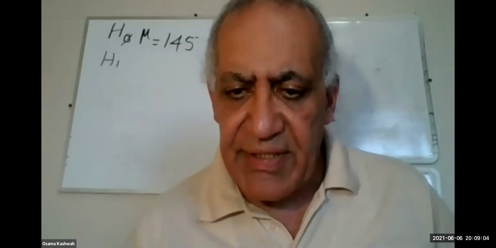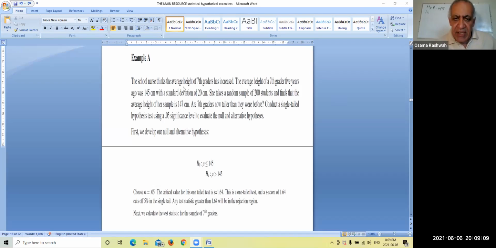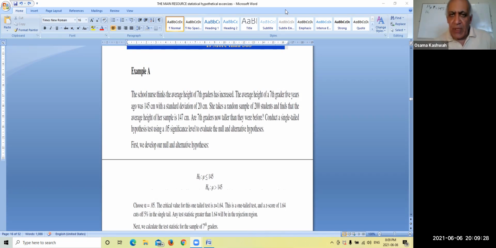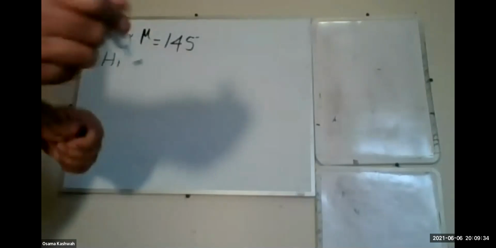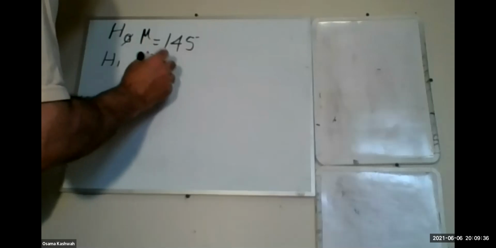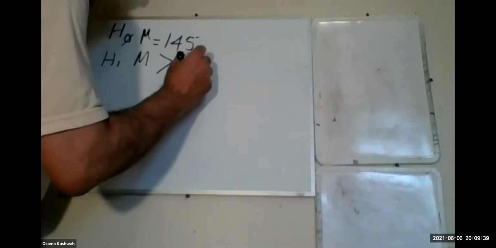Let us go to the example and share the screen. Sorry for that, but it is very vital to share the screen at this point. She is thinking that the height has increased. So this is the claim that it has increased. For that reason, H1 will be more than 145. Here, I will stop sharing because she said increased. The population is more than 145, then H1 is mu greater than 145.